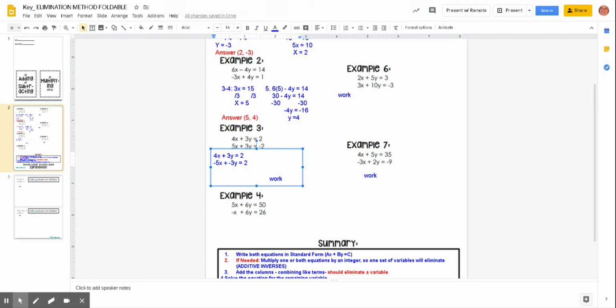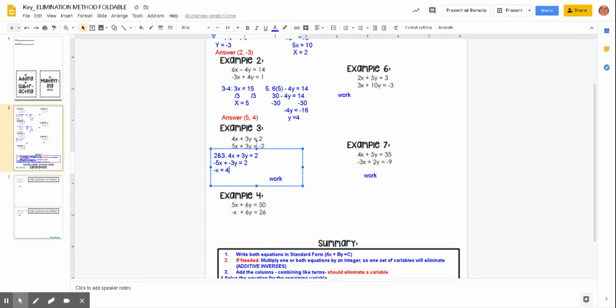So now I can see I can eliminate. So I'm going to go ahead and do that. 4x plus negative 5x is going to give me a negative 1x. And those are going to eliminate, and 2 plus 2 is going to give me 4. So just for the purposes of steps, this was step 2 and 3. So 1 was completed for us, and this is step 2 and 3. Where we multiply one of the equations and then we add the columns.